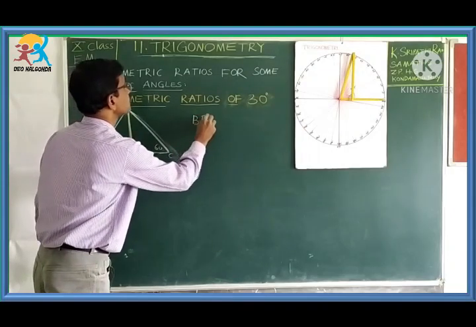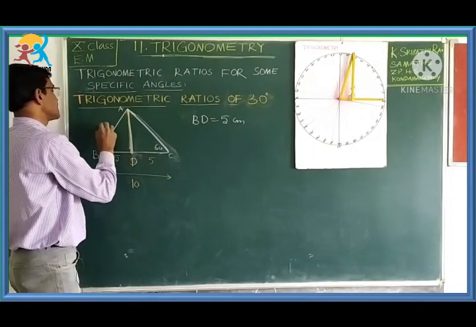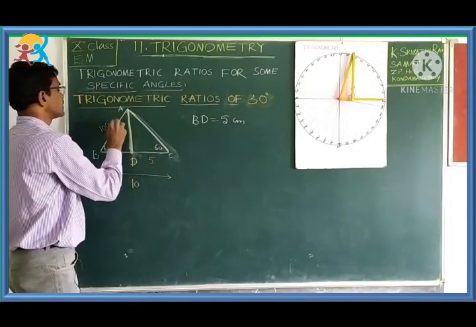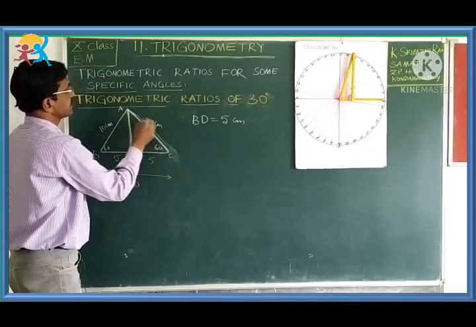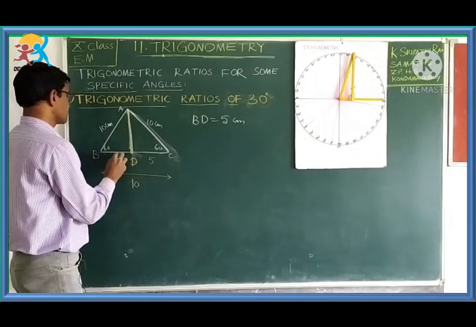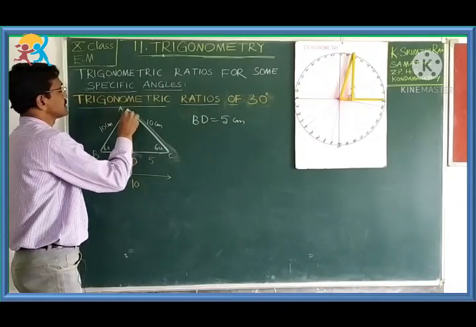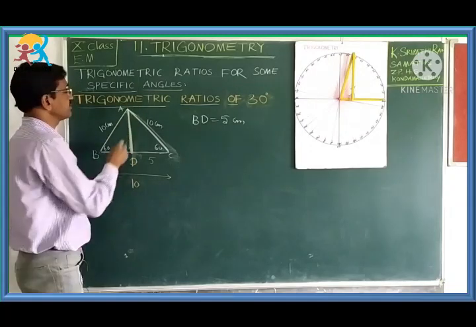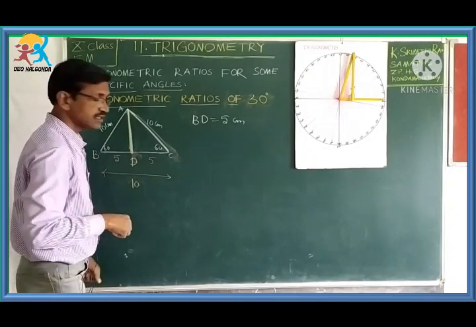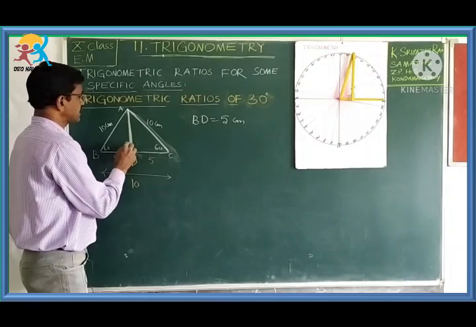BD is equal to 5 centimeters. This will also be 10 centimeters, because it is an equilateral triangle. So this is 5. Then what will be the height of this triangle? How can we find the height of this triangle? It is an equilateral right angle triangle.